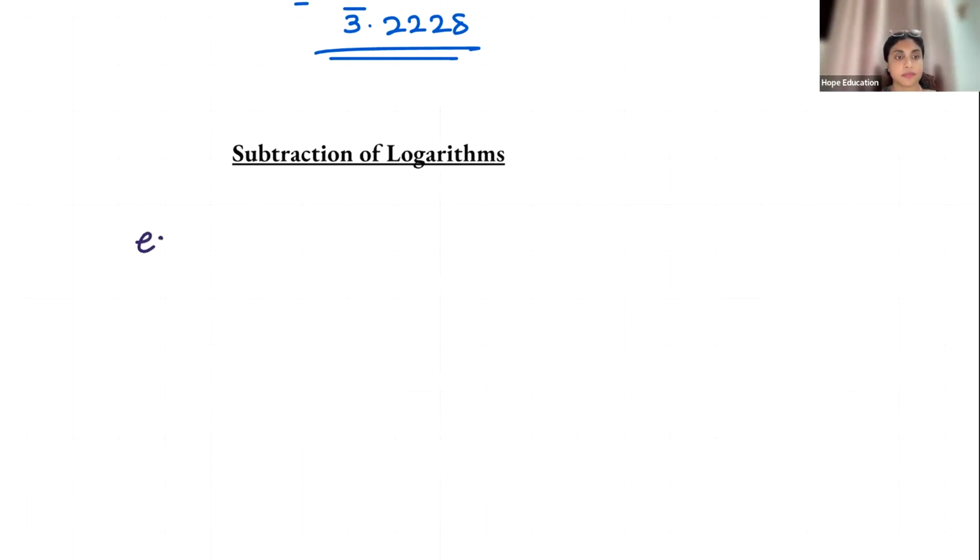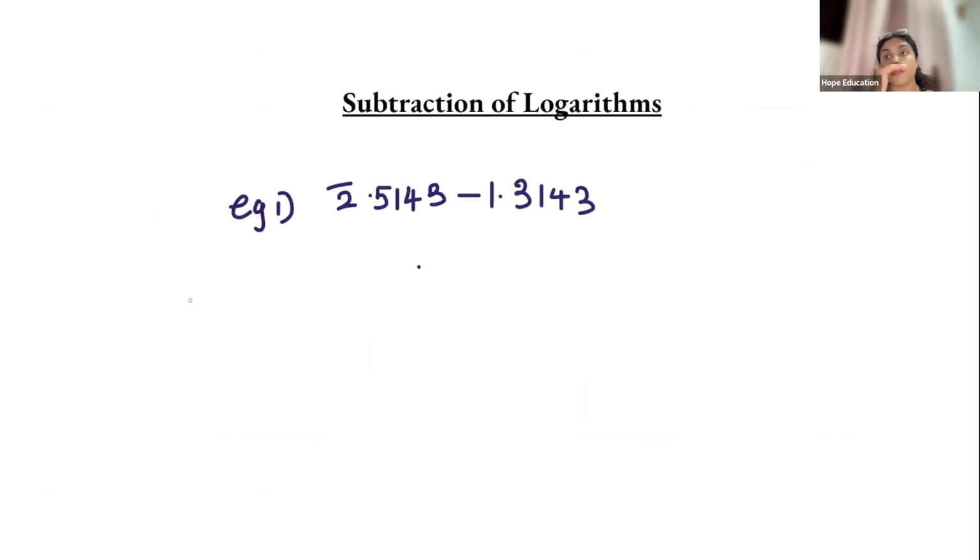Example 1. Bar 2.5143 minus 1.3143. Okay. So here, as I said previously, let us separate the characteristic and mantissa. If you take this, characteristic is minus 2, mantissa is 0.5143. Characteristic minus 2, mantissa is 0.5143.